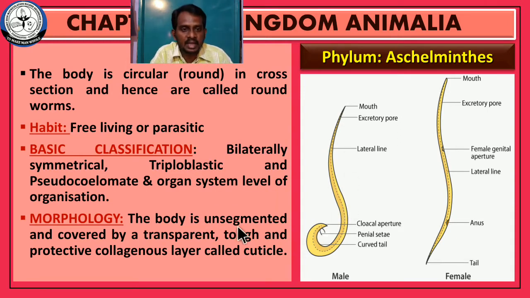Okay, the body is unsegmented and covered by a transparent, tough and protective collagenous layer. That collagenous layer is called the cuticle. This is a special adaptation for an endoparasitic animal. Okay. So, what are the points we discussed in this part? First one is circular in nature, in cross section. That is the reason it is called a roundworm. They are free living or parasitic in nature. And the basic level of classification. And in morphology, we discussed an unsegmented body, and the body covered with the cuticle because it is an endoparasite.